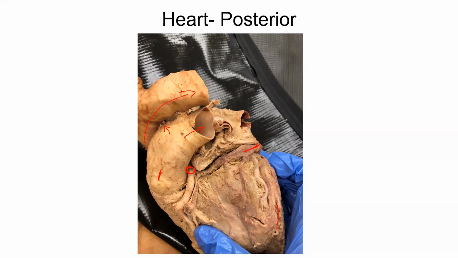And so we can see the left anterior descending branch of the left coronary artery. This is also called the left interventricular artery, those terms are interchangeable, as well as the great cardiac vein here. So this is the great cardiac vein running alongside the left anterior descending artery, which are then residing in the anterior interventricular sulcus.